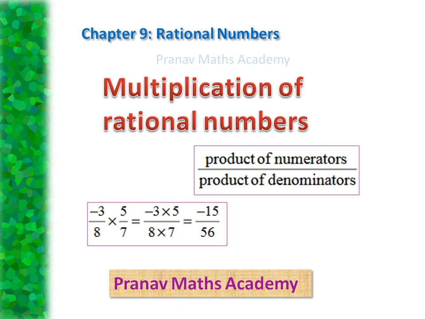Multiplication of rational numbers. We have to multiply the numerators, then multiply the denominators. Product of numerators divided by product of denominators. Here one example is given. Minus 3 by 8 into 5 by 7. Therefore the answer is equal to minus 15 divided by 56.